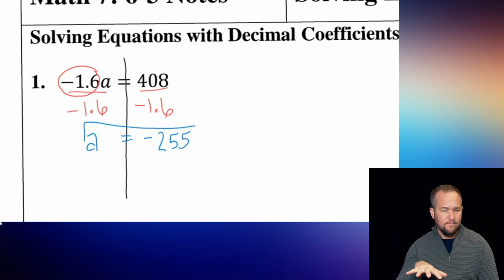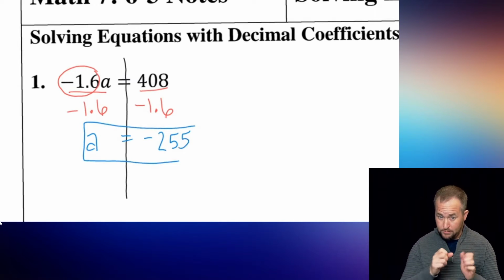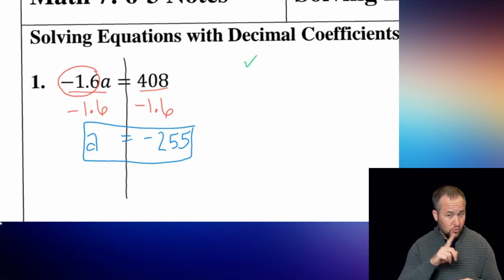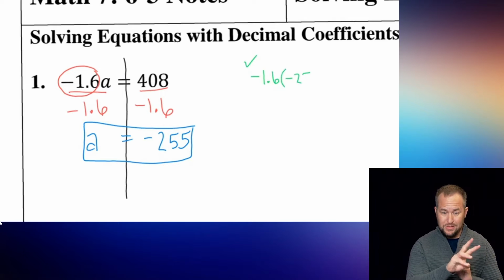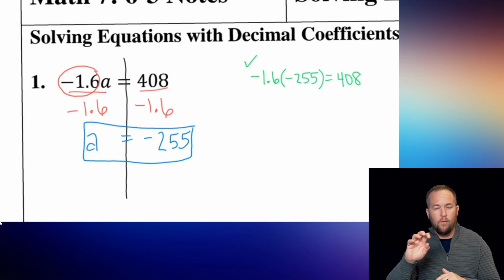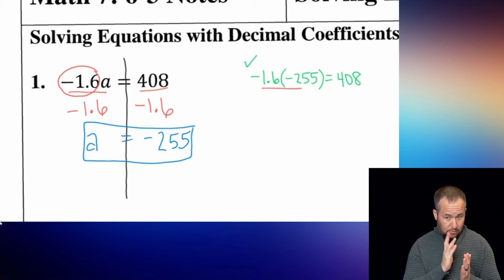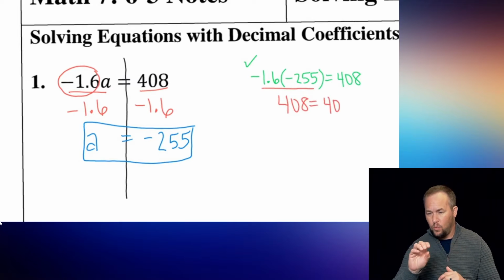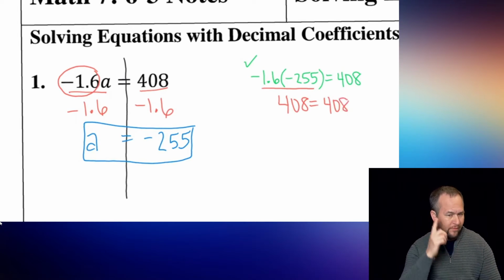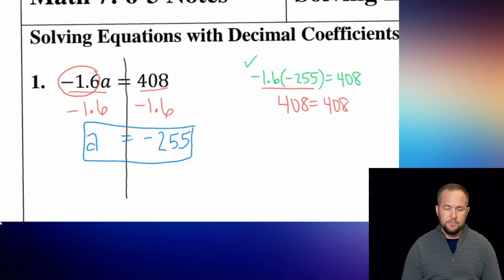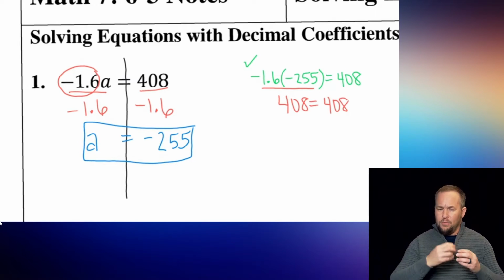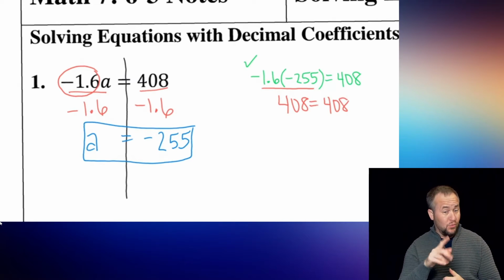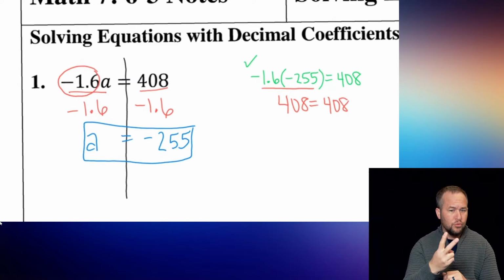255. So again, just a quick check to make sure that this for sure is the correct answer. Instead of the letter a, you're going to replace it with negative 255 and equals 408. So then when you shove this portion into your calculator, we do in fact get that 408 equals 408. So I know for sure that I have the correct answer. Okay, so we've done one together. You now are going to pause the video and try number 2 on your own. Go ahead and pause.